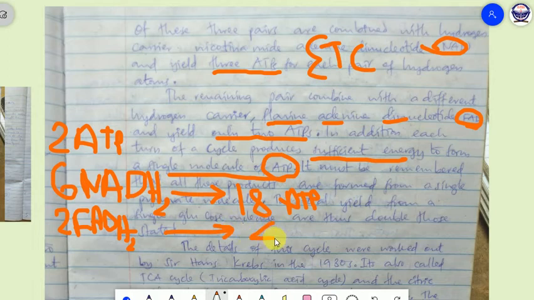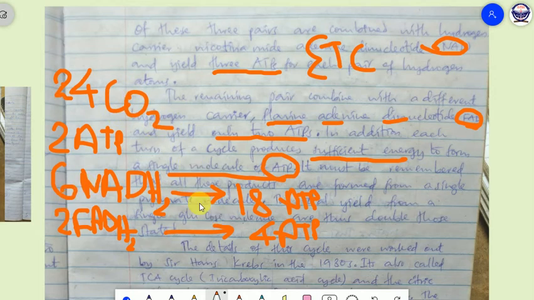So this is equivalent to a total of 4 ATPs. Lakini hizi hapa zinakuwa formed kwa nini? Kwenye electron transport chain, sio kwenye Krebs cycle. So from there also we'll have 2 molecules of carbon dioxide per every cycle. So a total will have 4 molecules of carbon dioxide.